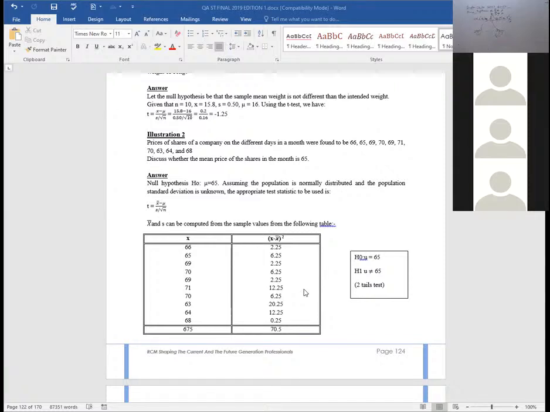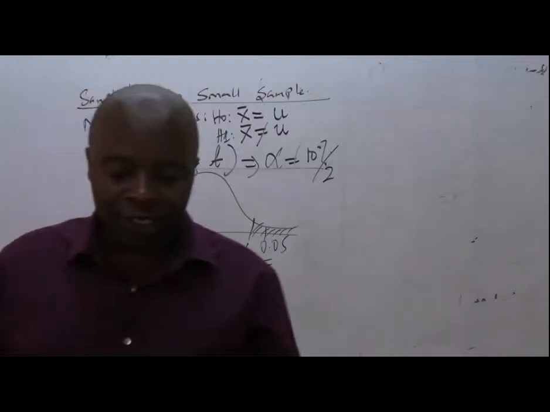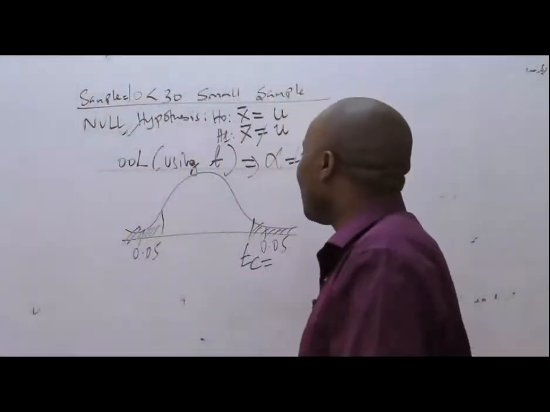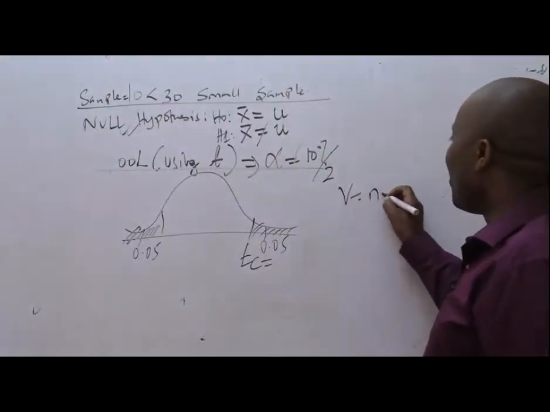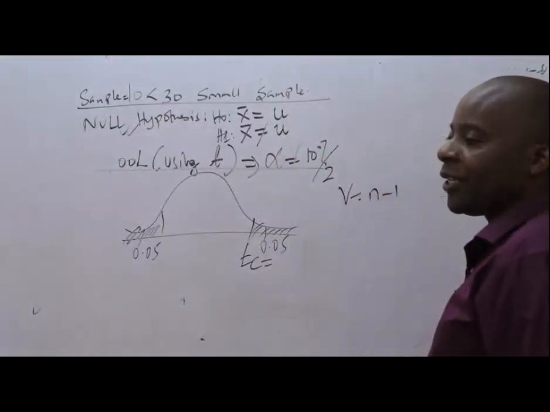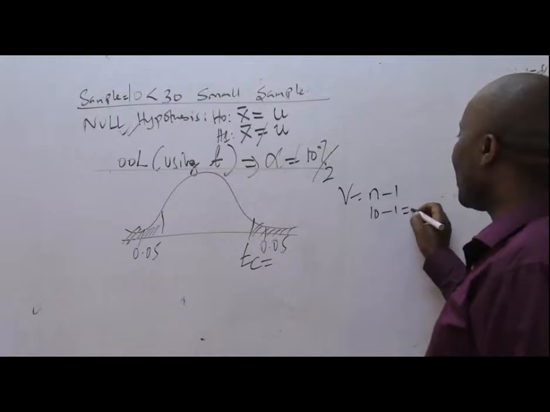Remember, you need two things for you to read the T table. Number one, you need the degrees of freedom. You need the V, which is what is called degrees of freedom. To get V, we normally have n minus 1. The n here is 10, so 10 minus 1 gives me 9.